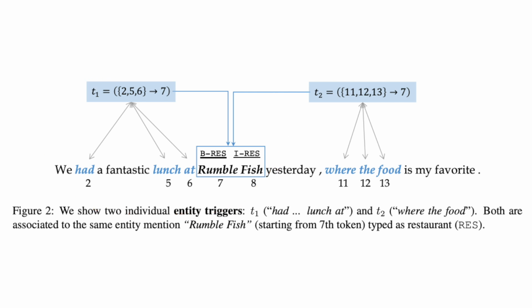Adding triggers to our annotation process means that for our new trigger annotated dataset, each sentence will have A, the traditional tagging using either the BIO or BIOES schema, and B, the entity triggers that you are seeing here.